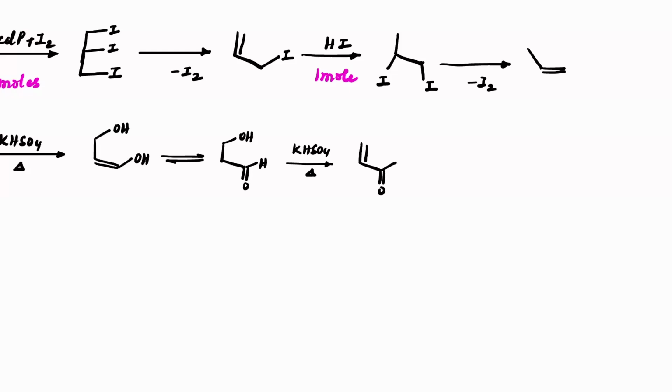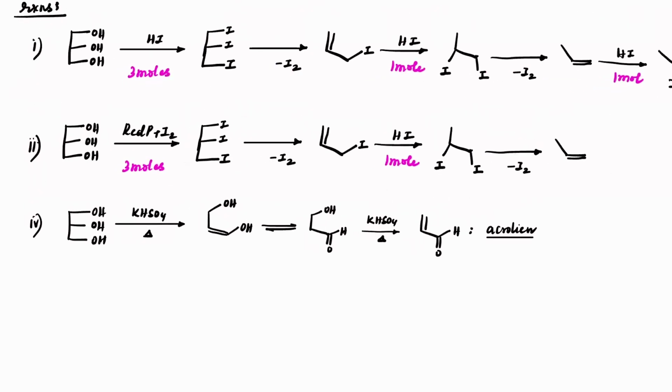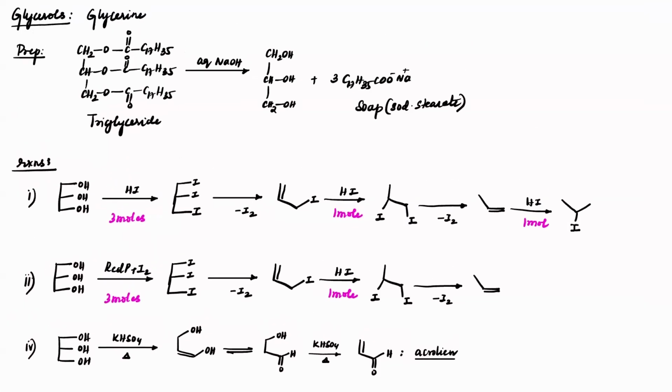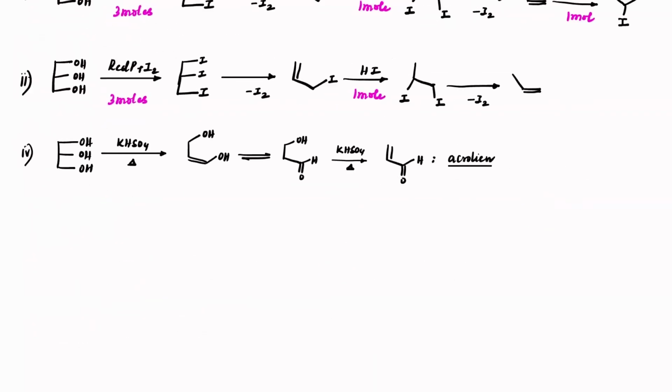Double bond O, double bond here, and H. So this is an unsaturated aldehyde known as acrolein. So for acrolein formation, this is the reaction that is being used. React with KHSO4 and you'll get acrolein. Clear, everyone? So these are the reactions for glycerol. Of course, we can have more reactions for it, but more than this, there is nothing that can be asked in your syllabus. So this much would be enough.